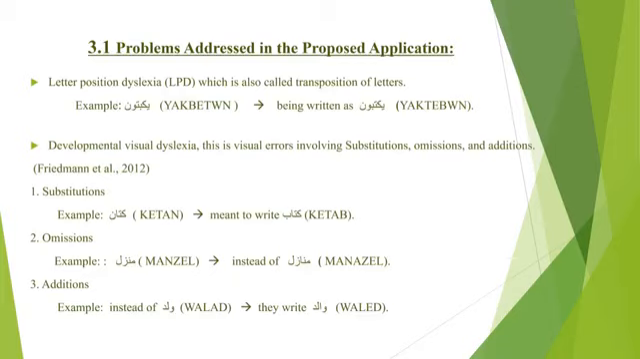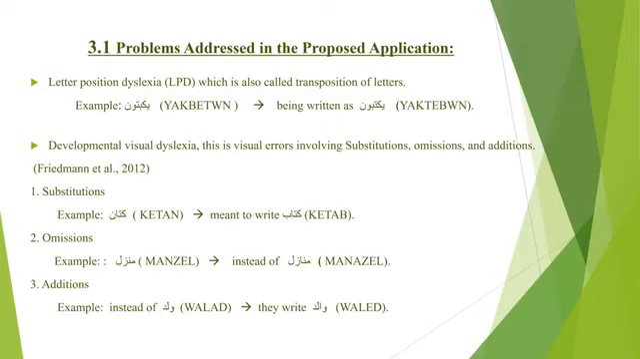Now, let's move to the section which shows the specific issues faced by Arabic dyslexic students. The problems addressed in the proposed application are letter position dyslexia, which is also called transposition of letters. It occurs when letters are transposed. It is possible that letters get reversed by changing the position of letters. In the example, the word yakbutun being written as yaktubun, such a transposition would change the meaning from the pent up to the right.